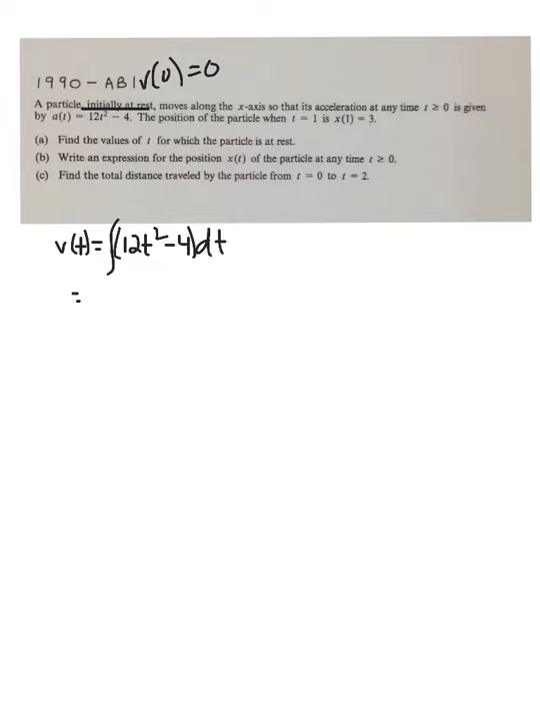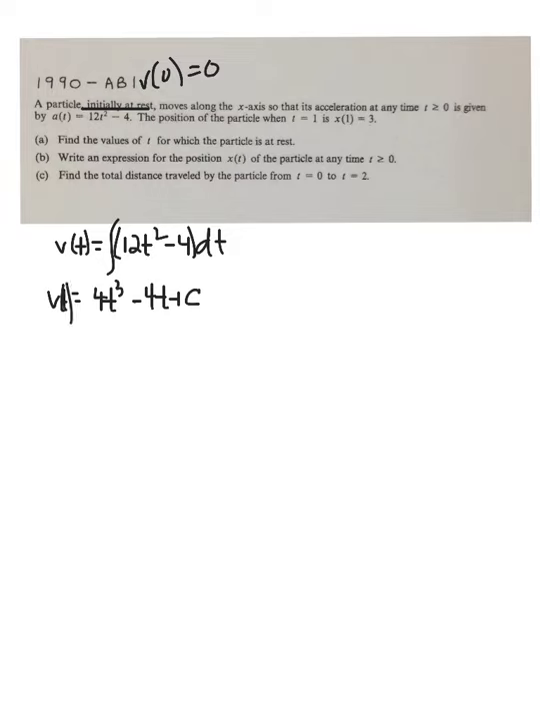All right, so that is going to give me 4t cubed minus 4t. Now there are no bounds, so I have plus c, right? And, oops, that would be the velocity equation. I'm squeezing that in there, sorry.